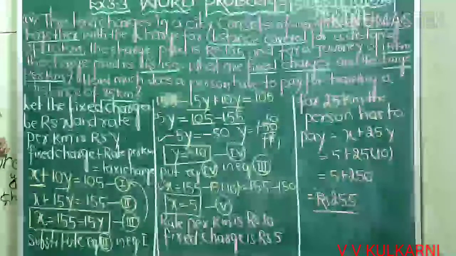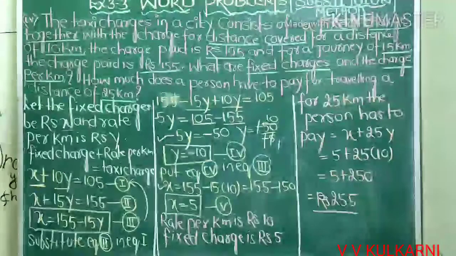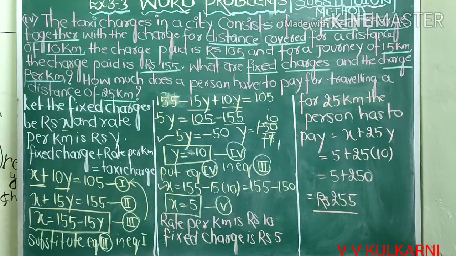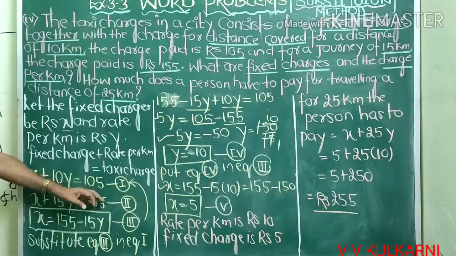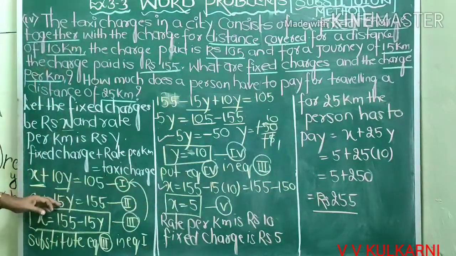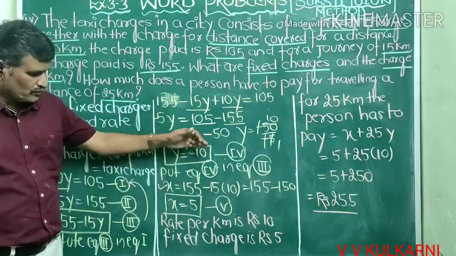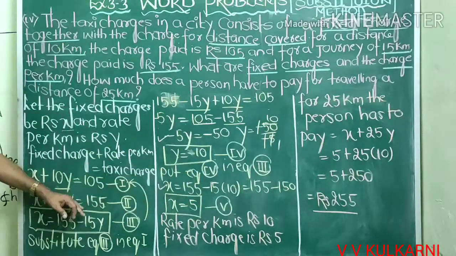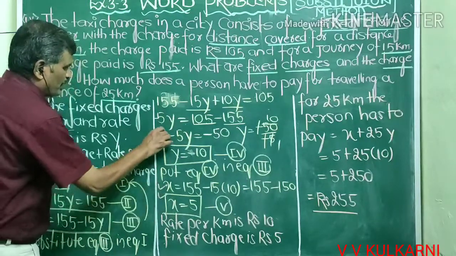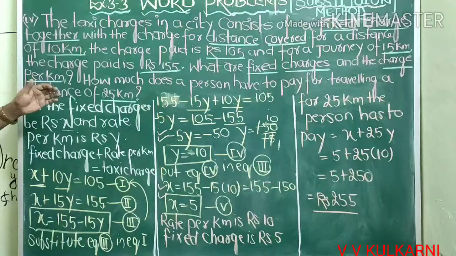Similarly, you need not be satisfied only by putting in the first equation. You can verify your answer by putting it in the second equation. See, the second equation says x plus 15y is equal to 155. That means 15 times y added to x is 155. So the value of x is 5 here, and 15 multiplied by 10 will be 150. So 150 plus 5 is equal to 155. That means children, again for the second time when I have verified, I have got the right answer.